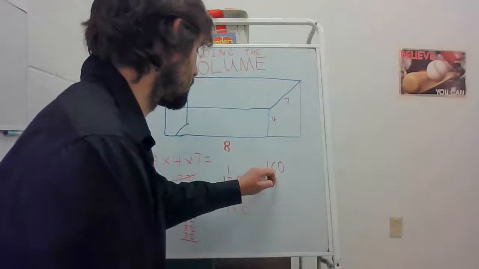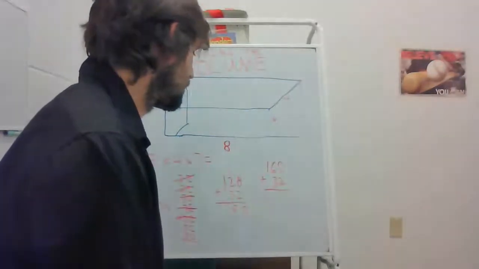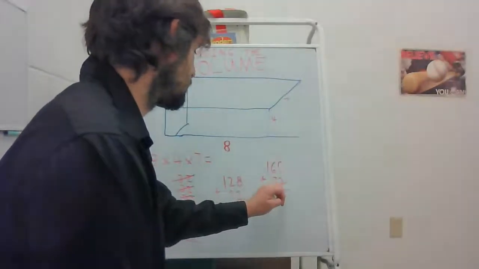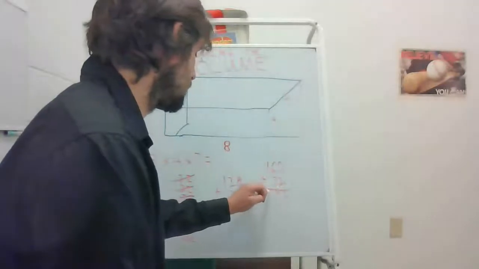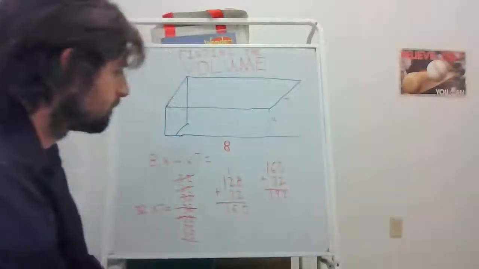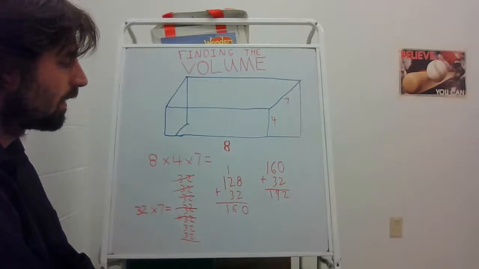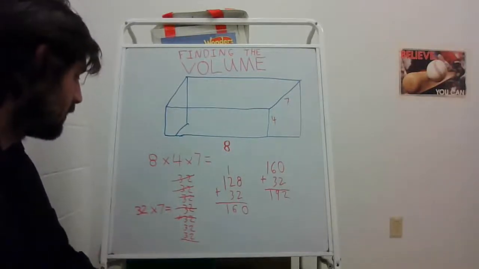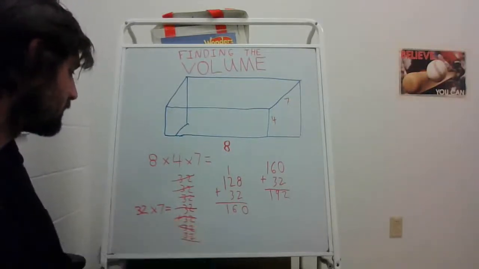160 plus 32. 0 plus 2 is 2. 6 plus 3 is 9. 1 plus 0 is 1. 192. So we just added the number 32 6 times.